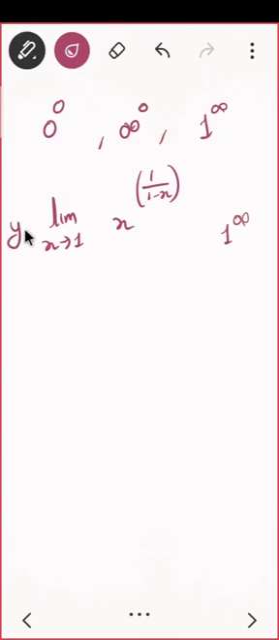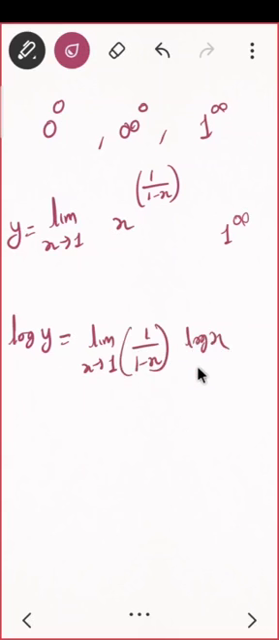So इसको put करते हैं y equal to this. Take log y. You remember one thing: log and limit, they can exchange each other. So this will be limit extending to 1 outside only. If you take log, it will be 1 upon 1 minus x into log x. What do you see now? Which form is this now? This is limit extending to 1 log x upon 1 minus x. What is this form? You see, this is 0 by 0 form.